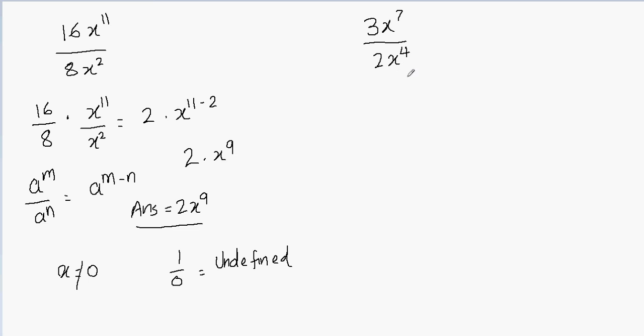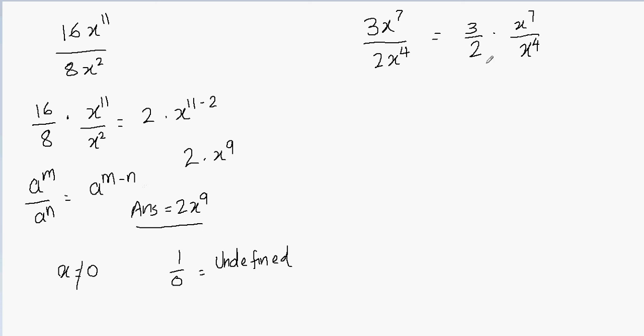Now let's take a look at this example. The same strategy we'll use here is, first of all, we're going to separate the numerical part and the variable part. So I'm going to write this as 3/2 times x to the power 7 over x to the power 4. Now, we cannot simplify 3/2 anymore. So this will remain as it is, but we need to simplify this portion. Again, we'll use the same law of exponent, which says that if you're dividing numbers with the same base and different exponents, then you can subtract the exponents.